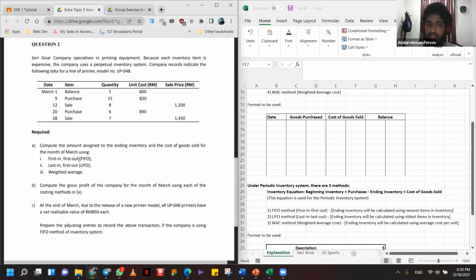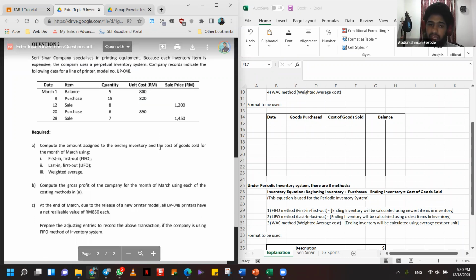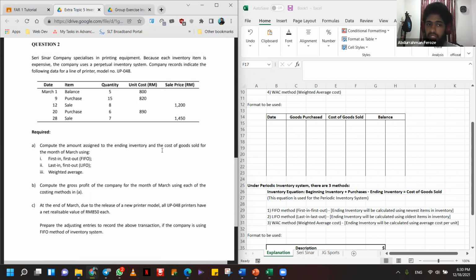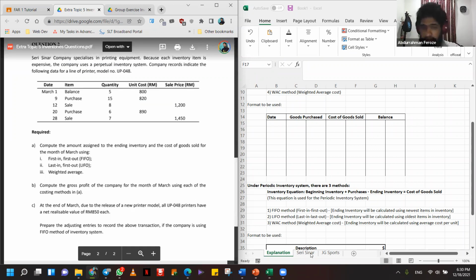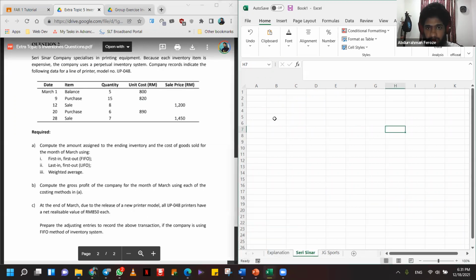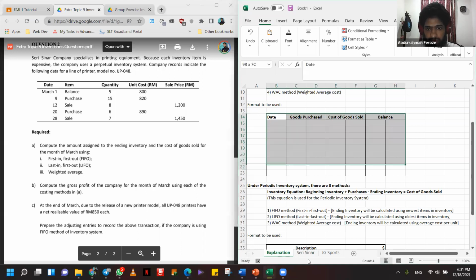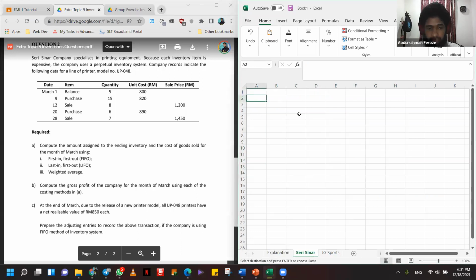So now let's look at what's required. A, compute the amount assigned to the ending inventory and the cost of goods sold for the month of March using each of the three methods: FIFO, LIFO, and weighted average. So let's do this. First of all, let's just copy this. We have part A, FIFO method.